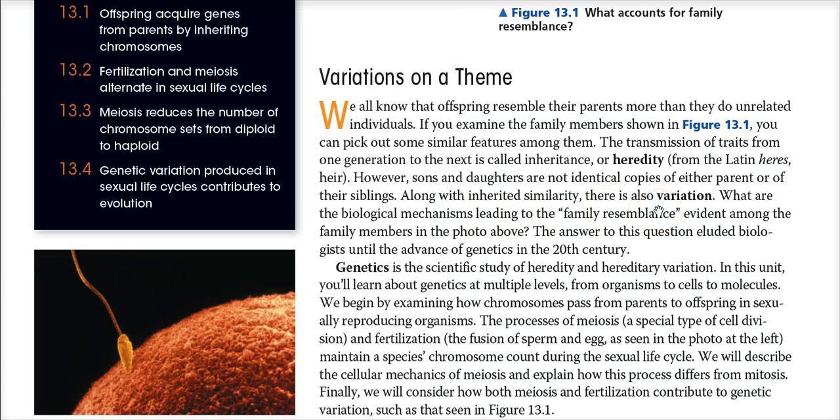However, sons and daughters are not identical copies. We know that sons and daughters are not identical, but they are similar. Along with inherited similarity is also variation. Now of course, variation is a very easy understandable word, but normally speaking, if you run into a word you do not know, whether it's in bold or not, you should try to give it a definition. I think variation is something we all know. What are the biological mechanisms leading to the family resemblance evident among the family members in the photo? The answer to this question eluded biologists until the advance of genetics in the 20th century.